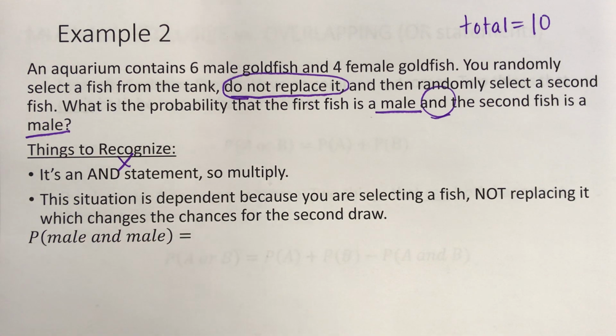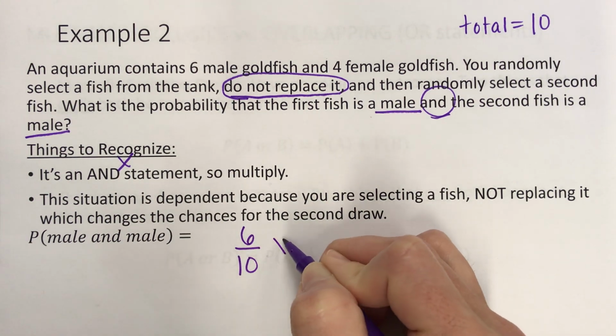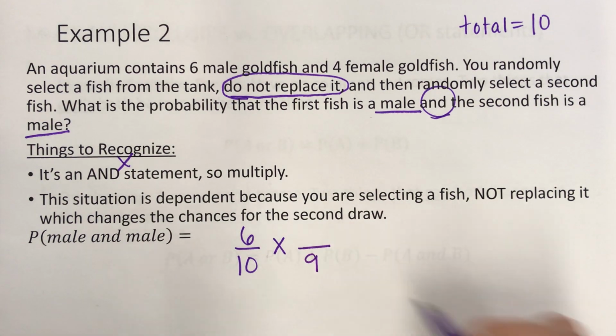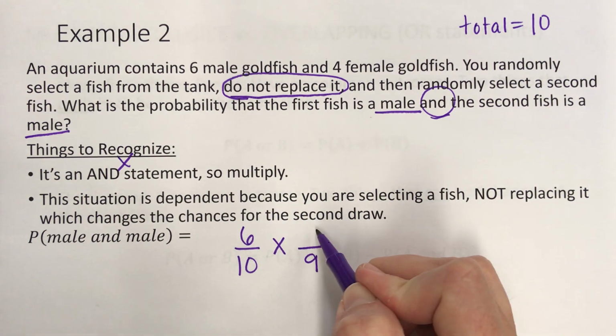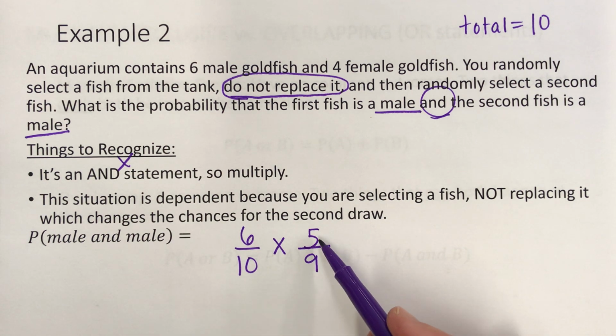All right, so the first time you select a fish, your chances of getting a male is 6 out of 10. And then we are going to multiply because we see that word and. But the second time we draw a fish out, we don't have 10 to choose from. We have 9 because we did not replace it. And then we do not have 6 males to choose from because we did not replace it. So we have to go down in numbers. So 6 out of 10 for the first draw, and since we did not replace it, we have 5 out of 9.